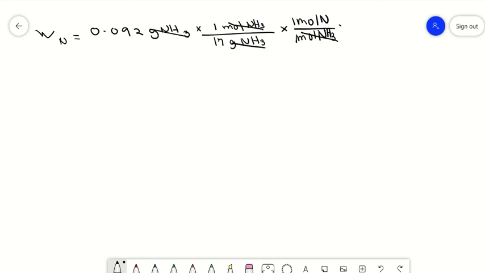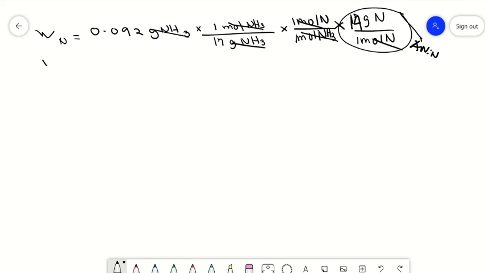Then multiply it with the atomic weight, if it is an element. 14 grams of nitrogen to 1 mole of nitrogen. Sorry, that is 14 grams. This is the atomic weight of nitrogen. So we can now determine the weight of nitrogen. The weight of nitrogen would be equal to 0.0792 grams.